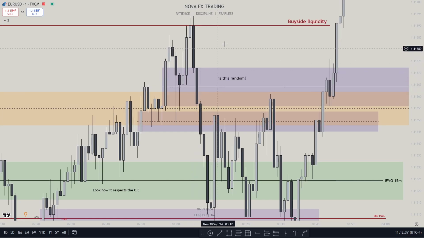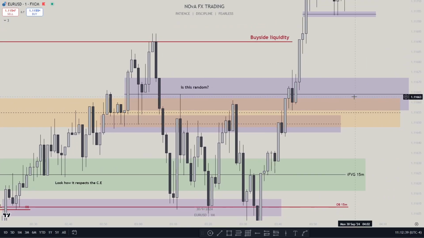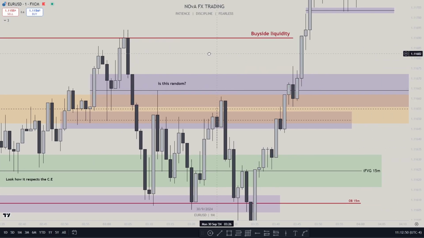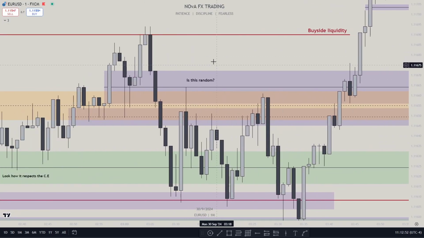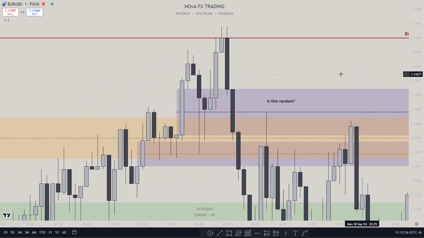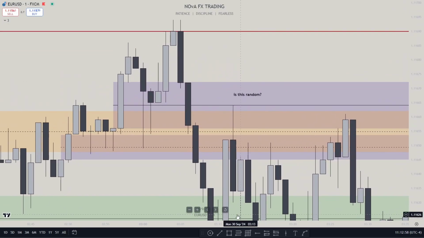It created this fair value gap, but we're not gonna mark this because we can see this BC here, the buy side imbalance, sell side inefficiency. This basically became an inverse fair value gap of 1 minute, and you can see how the price is beautifully respecting the consequent encroachment, which is the 50% of the fair value gap. And if you don't believe me, trust me, look.